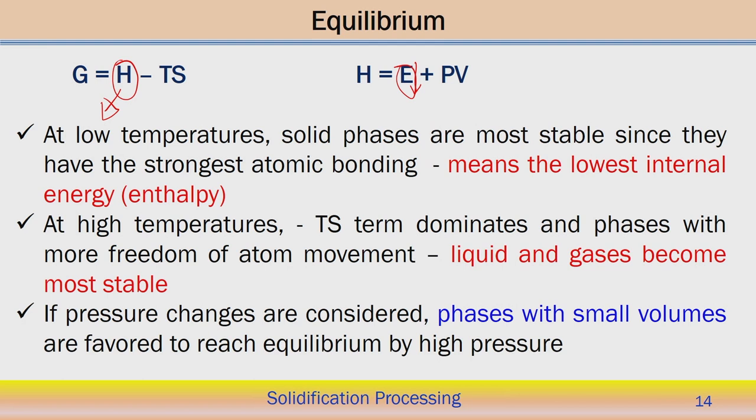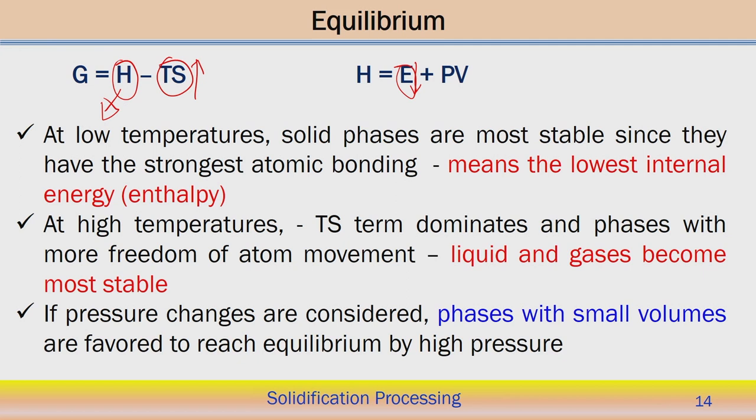Similarly, at high temperature the TS term dominates. So, the second term dominates at high temperature, and phases with more freedom of atom movement are favored. Atoms can move at very high temperature, which is possible in liquid and gaseous systems. Therefore, liquid and gas systems become more stable at high temperature. Since the TS term will be very high, the G value will be lower, so the difference between H and TS can be reduced. That is why at high temperature the liquid and gaseous phases become more stable.